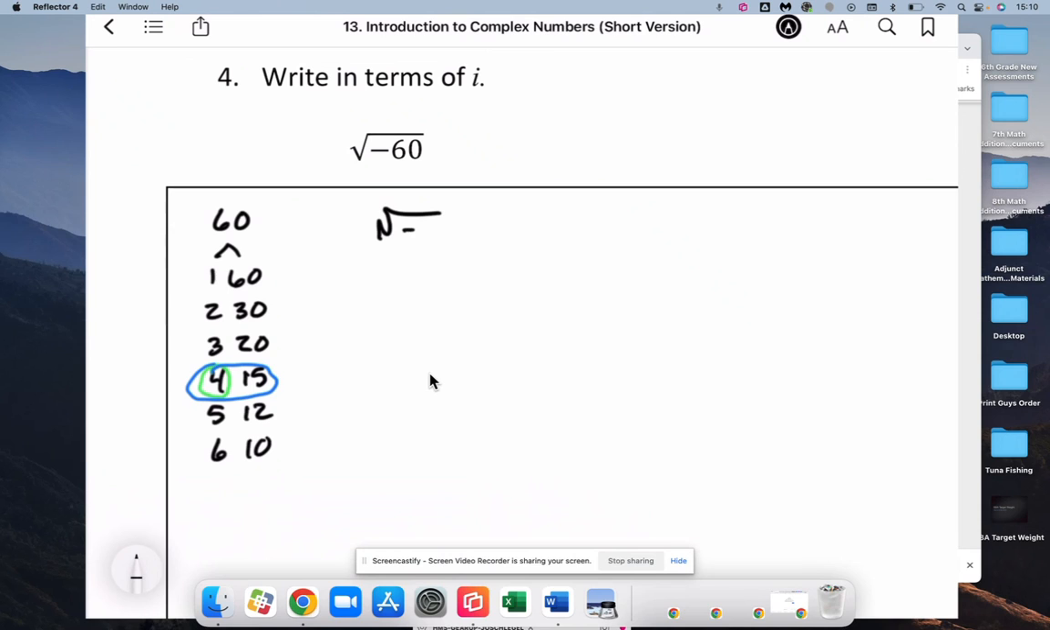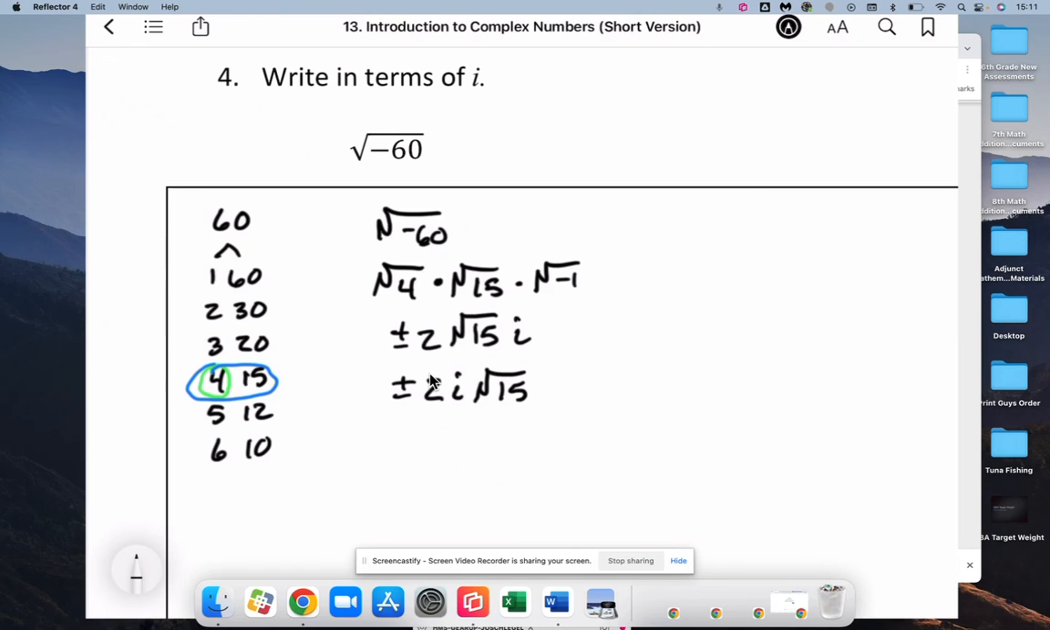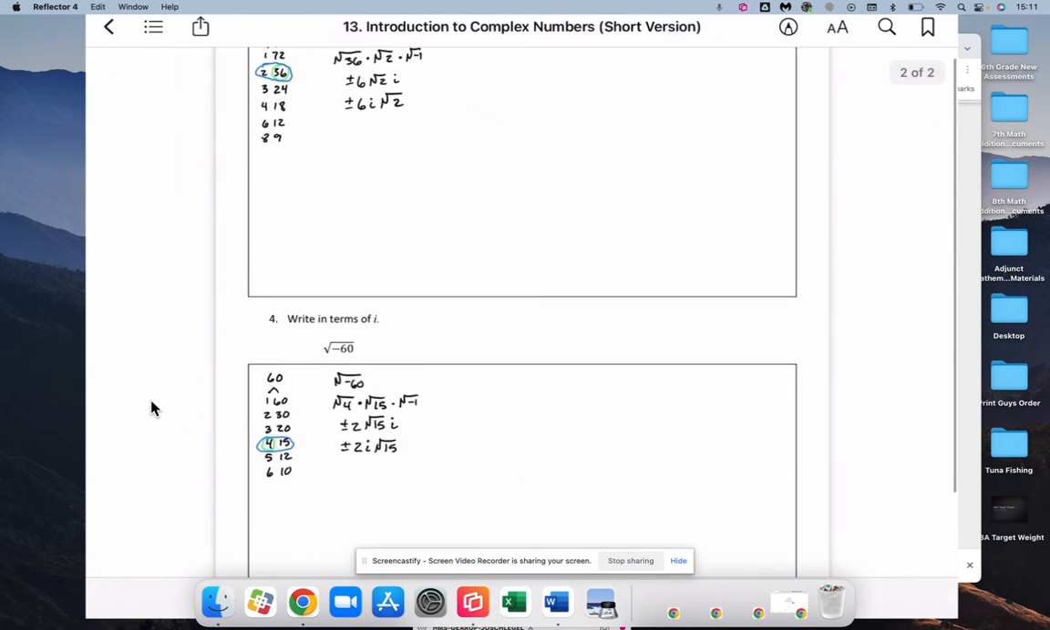So square root of negative 60 will be the square root of 4 times the square root of 15 times the square root of negative 1. And so we've got positive or negative 2 times the square root of 15 times I. Again, that I needs to be placed after the 2. So we're going to end up with positive or negative 2I square root of 15 for number 4. And I think that's it.